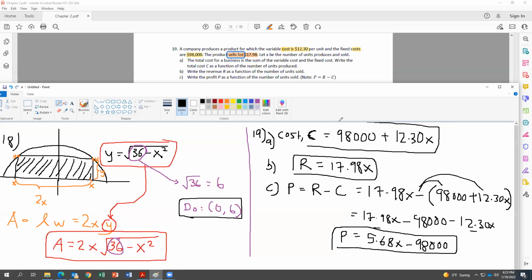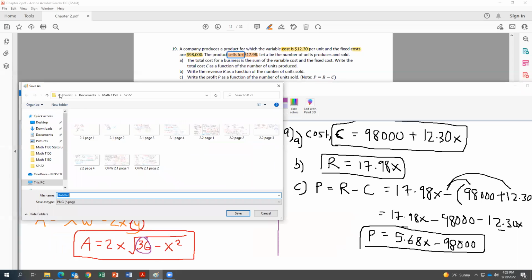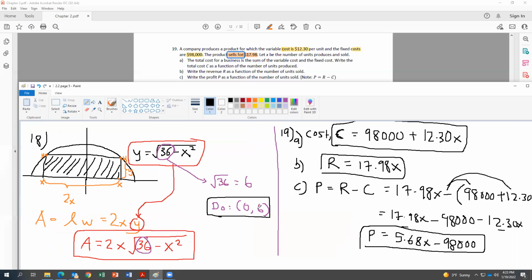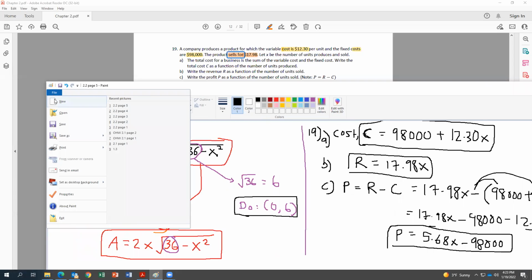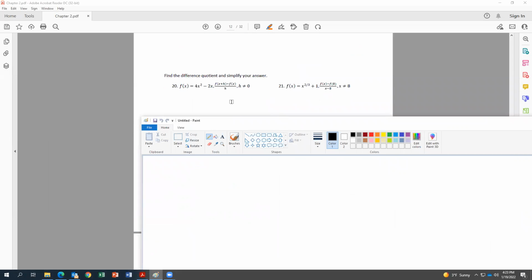Class, if you are in the business major, make sure you know this. This is very important because profit is the one that you all need to know, and it's always revenue minus cost. So this is how we do question 19. Again, we did this before, so I don't think you have any problem. But this next one is the difficult one.